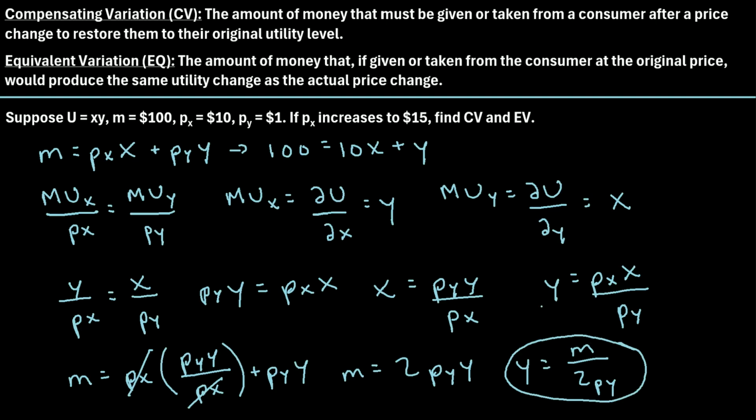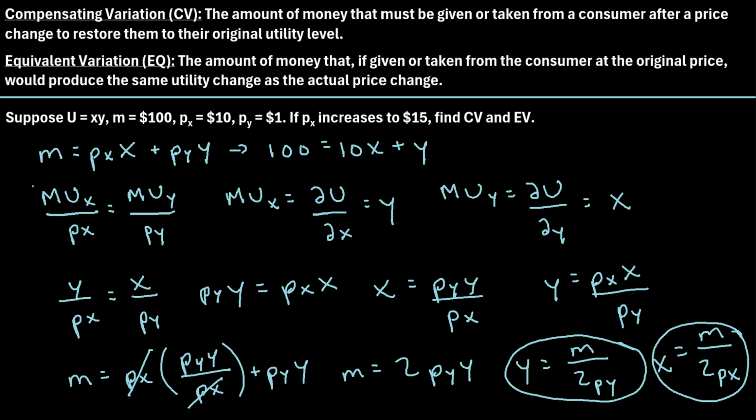And we can repeat the exact same process by plugging in this value of Y into the budget constraint, and we'll find that X is equal to M divided by 2 times the price of X. So what this tells us is that these are the optimal quantities of X and Y to consume to maximize our utility. So now that we know these two quantities, we can plug them into our utility function and we can find what is our utility at the original prices and what is our utility at the new prices.